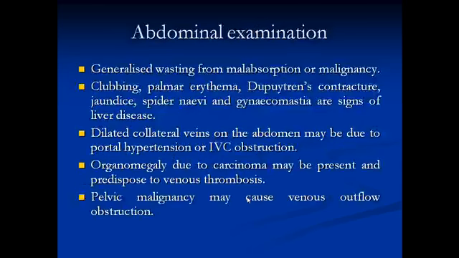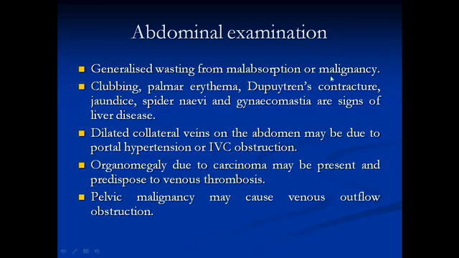Abdominal examination: generalized wasting from malabsorption or malignancy. Clubbing, palmar erythema, Dupuytren's contracture, jaundice, spider nevi, and gynecomastia are signs of liver disease. Look, dilated collateral veins on the abdomen may be due to portal hypertension or inferior vena cava obstruction. Organomegaly due to carcinoma may be present and predisposes to venous thrombosis. Pelvic malignancy may cause venous outflow obstruction. So abdominal examination is very important.